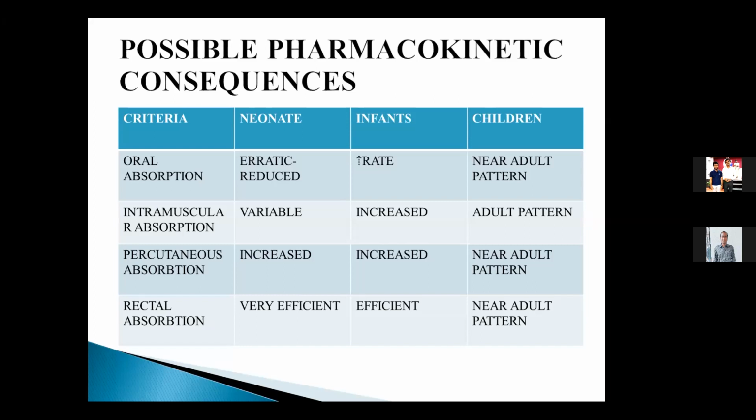Possible pharmacokinetic consequences. The criteria are oral absorption, intramuscular absorption, percutaneous absorption, and rectal absorption, which are different in neonates, infants, and children. Oral absorption is erratically reduced in neonates, increased in rate in infants, and near the adult pattern. Intramuscular absorption is variable in neonates, increased in infants, and an adult pattern in children. Percutaneous absorption is increased in neonates and infants, and near the adult pattern in children. Rectal absorption is very efficient in neonates, and efficient in infants and children, near the adult pattern.